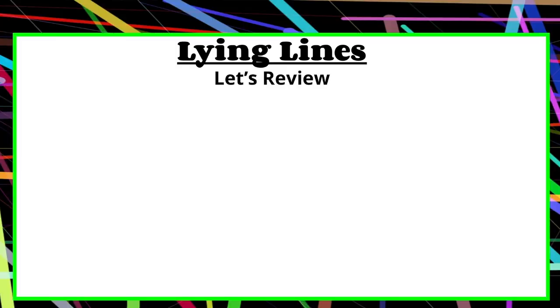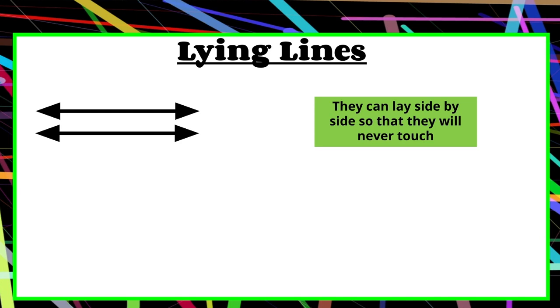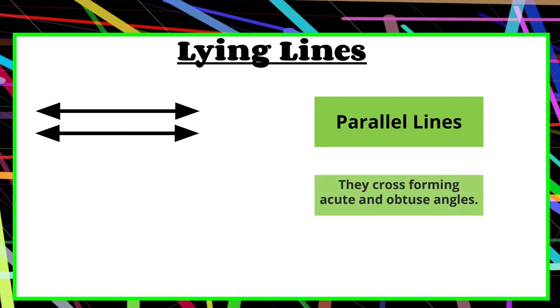That's awesome. It's a great way to memorize the way lines can go together. So let's review. Lines can lay side by side so they will never touch. These are called parallel lines. Parallel lines never meet. Lines can cross, forming acute and obtuse angles. Angles are coming up in our next lesson.